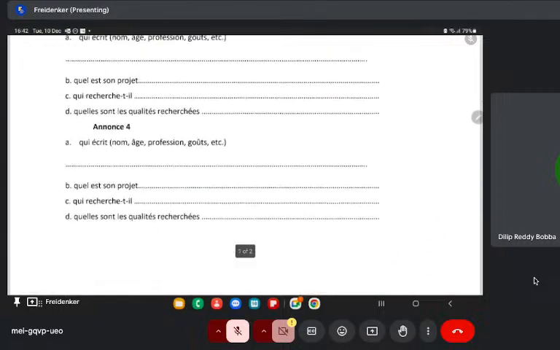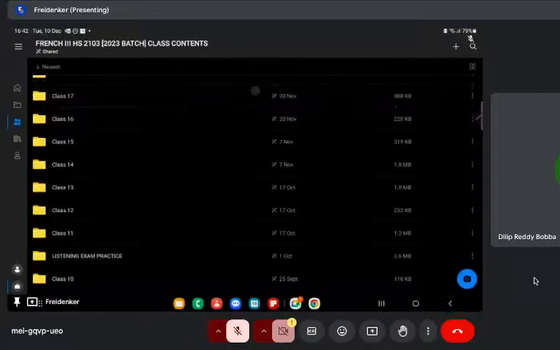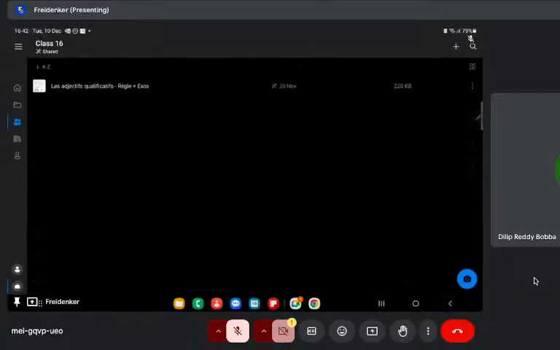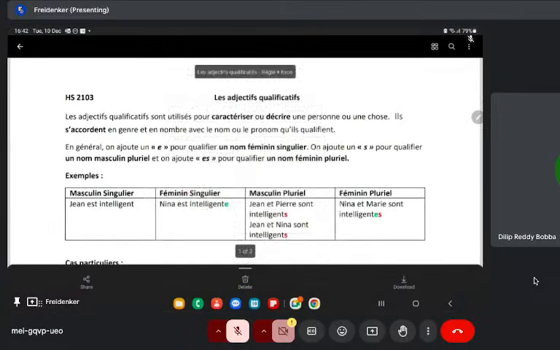I'll upload the answers. They're not solutions, I'll upload the answers, because the main thing is we have to do the Endsem worksheet. So I'm just trying to save time. What is this?